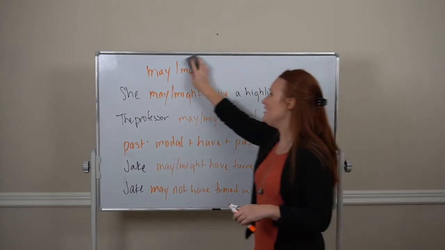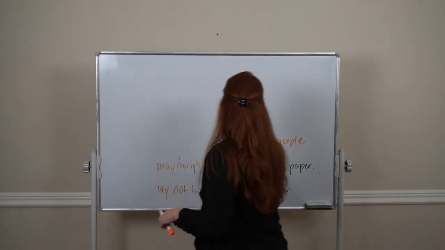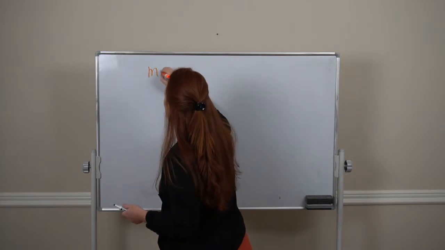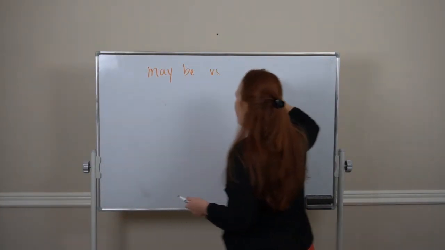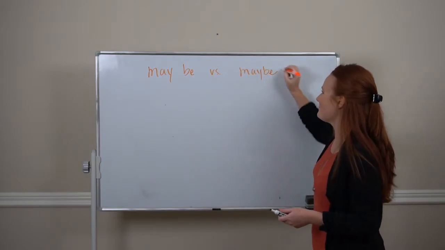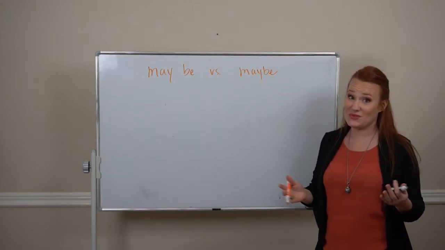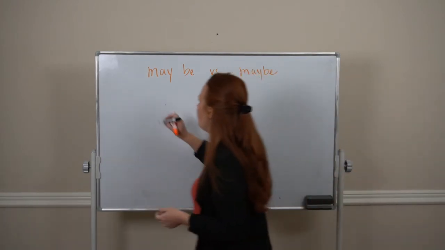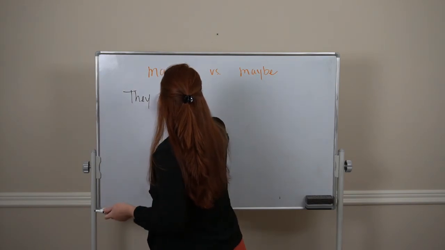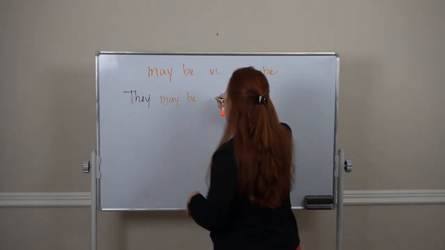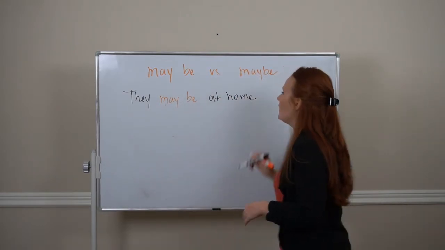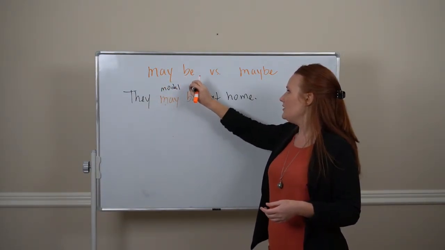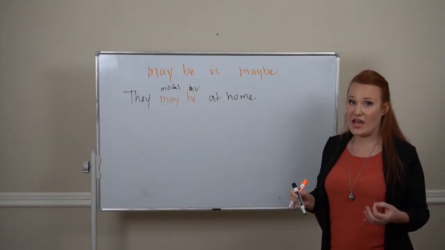Now, one thing I really want you to notice is that there is a difference between may be and maybe. Now, I know these look similar and they're used in really similar ways, but the sentence structure is going to be very different. So I could say, they may be at home. In this case, may is our modal verb, and be is our main verb. They may be at home.